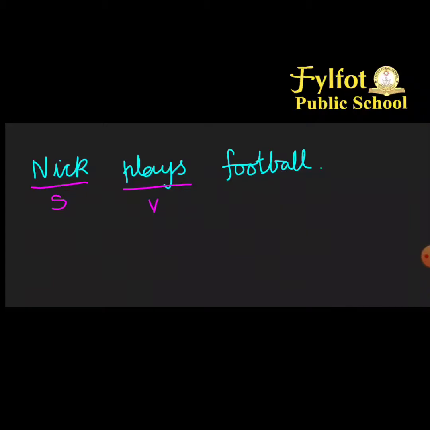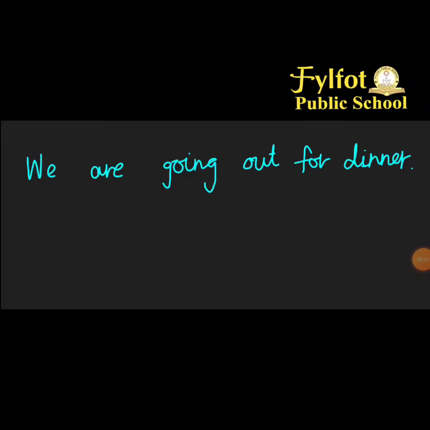Let's see one more example. In the next example, we are going out for dinner. So in this sentence, we is a pronoun, which is a subject. And now let's identify the verb. The verb is going. So now I hope you understood the role of the subject and verb. Now let's go ahead and see what objects are.